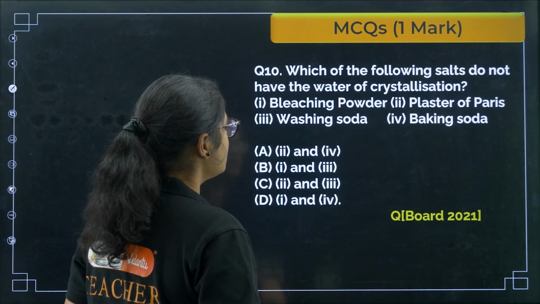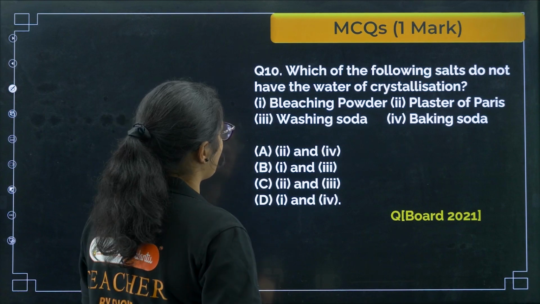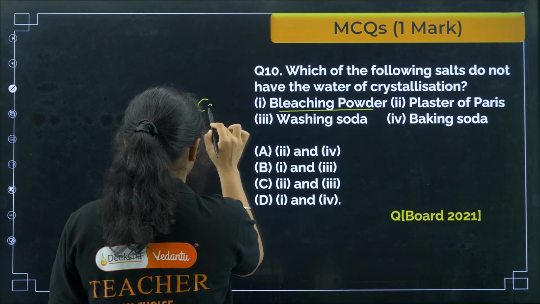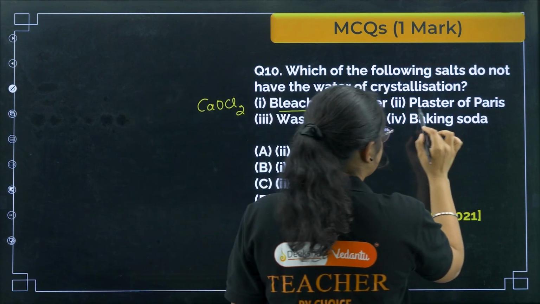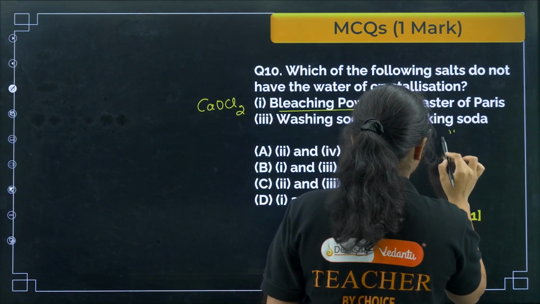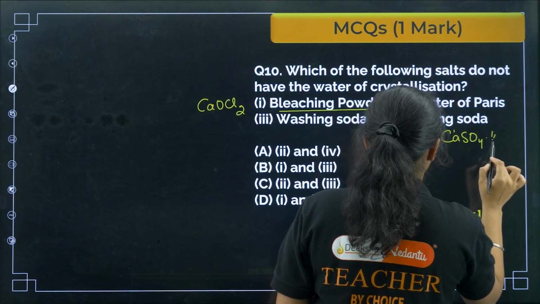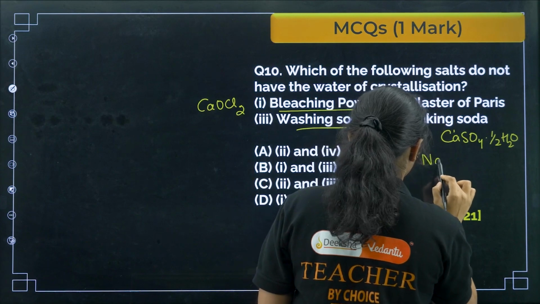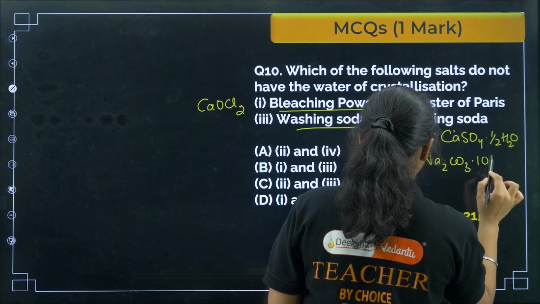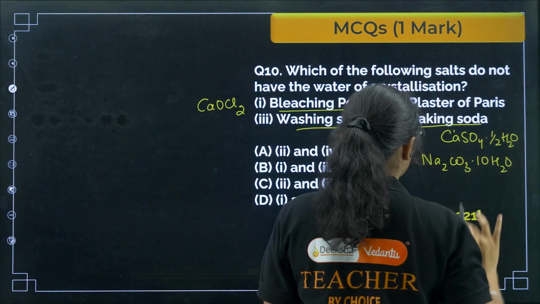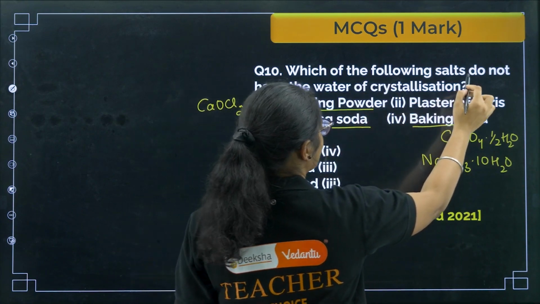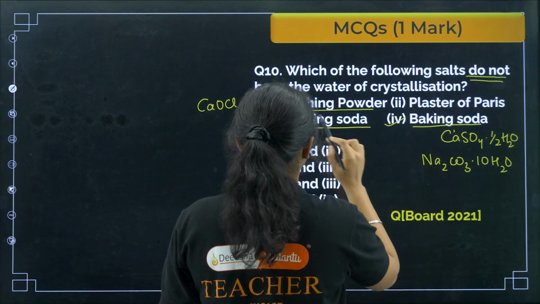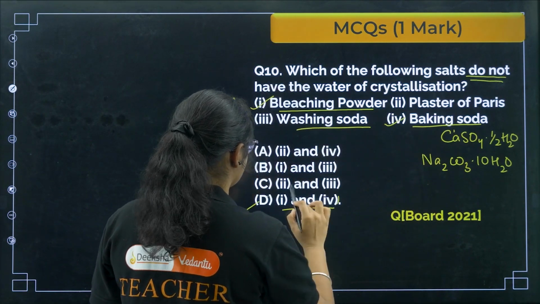Next, coming to question number 10, which of the following salts do not have water of crystallization? Bleaching powder, you know the formula, CaOCl2, it doesn't have water. Plaster of Paris formula is CaSO4 dot half H2O. Washing soda is Na2CO3 dot 10 H2O. Baking soda is NaHCO3. So those that do not contain water of crystallization are bleaching powder and baking soda, 1 and 4. So we have option number D here.